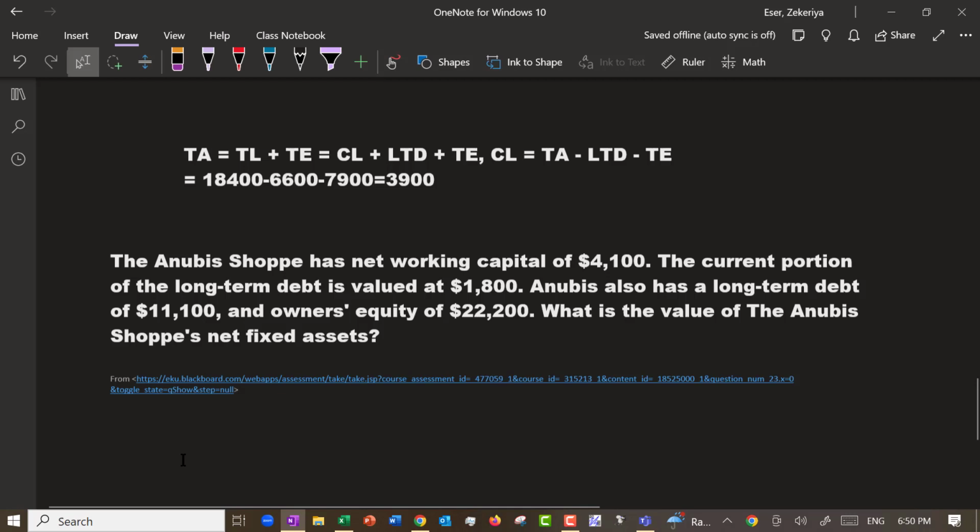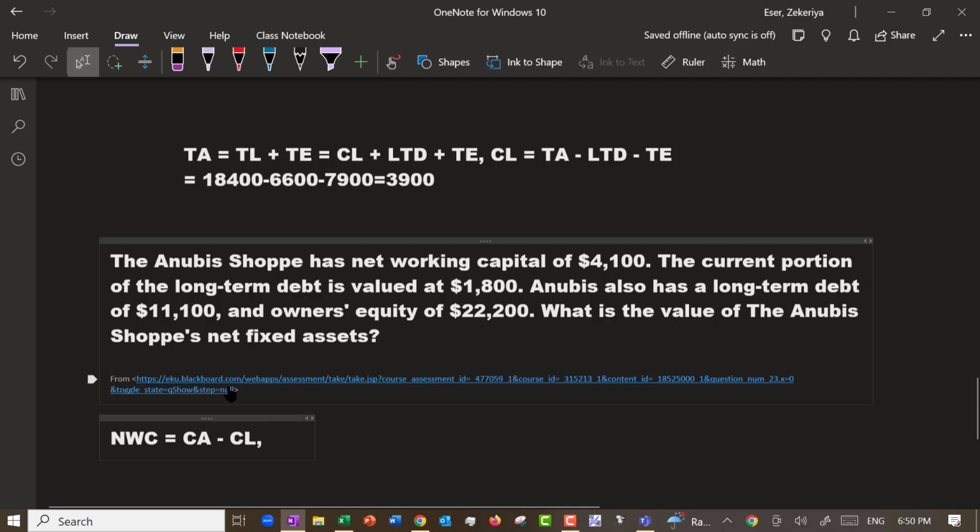Now, the shop has a net working capital of 4,100. Remember, immediately write it down. The definitions, okay? Current portion of the long-term debt is valued at 1,800. They also have a long-term debt of 11,100. Owner's equity of 22,200. What is the value of Anubis's net fixed assets?